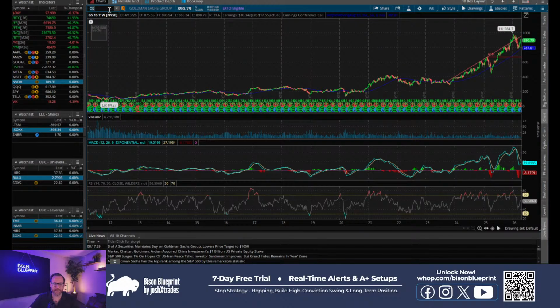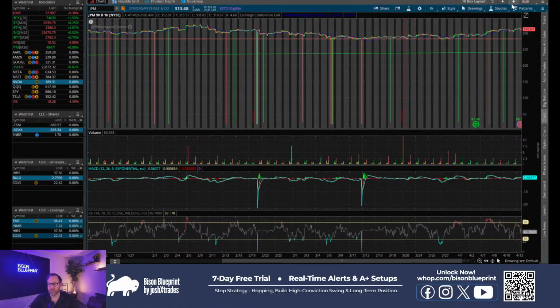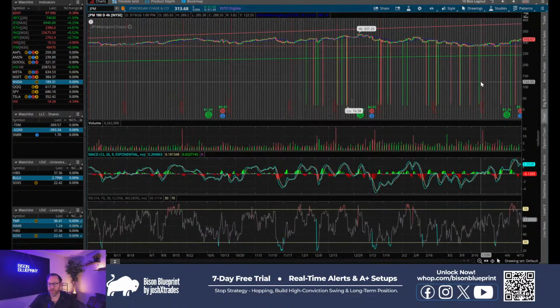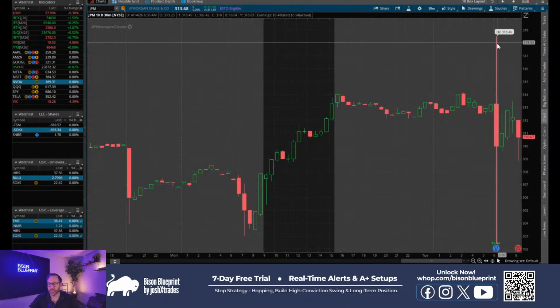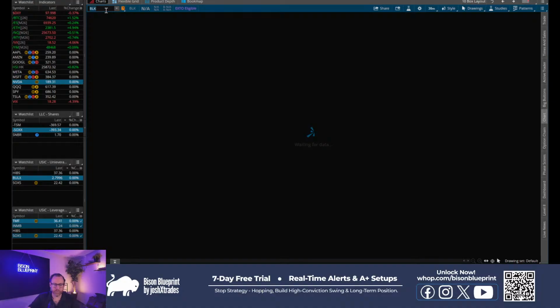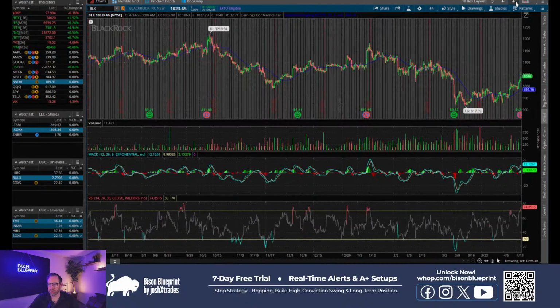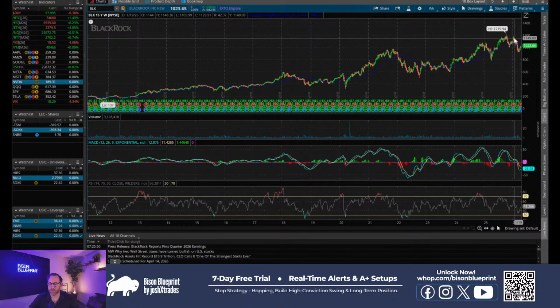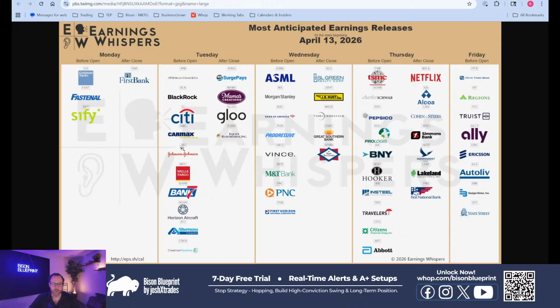See JP Morgan, BlackRock, those all reported this morning alongside J&J. So, man, these phantom candles really screw up these charts. So, kind of a mixed reaction there on JP Morgan. BlackRock up a little bit on theirs. So similar looking charts. All the banks are going to have those similar looking charts there.